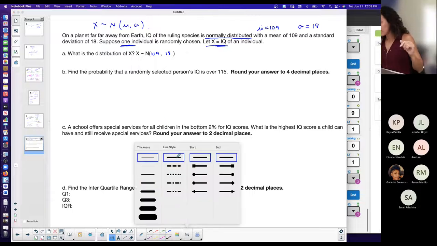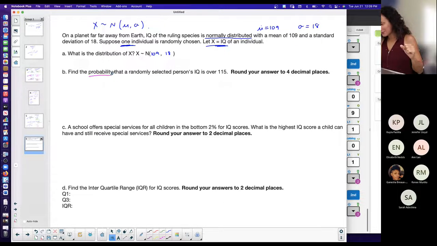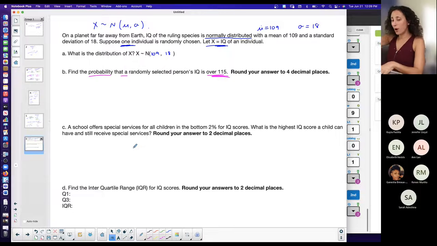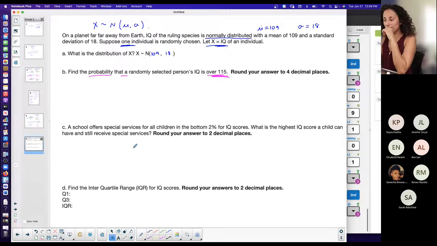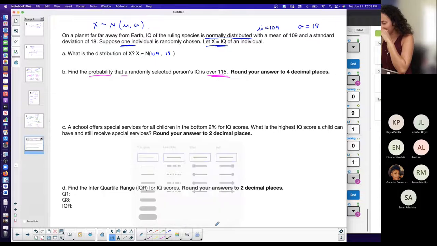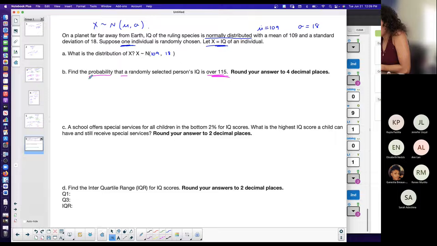Now, I want you guys to help me with this. Find the probability that a randomly selected person's IQ is over 115. So they asked me for probability. Does that mean they gave me the area or do they want the area? This I want you guys to answer. They want, find the probability, right? So what does that mean? You could do it in the chat, or you could say it out loud. If they want the probability, they want the area. Yes, they want the area.